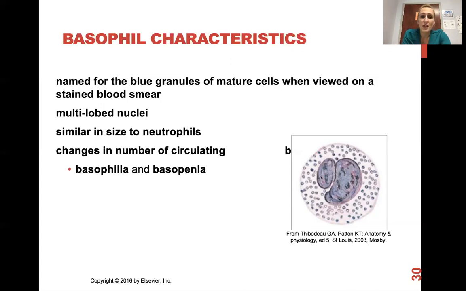And the terms for changes in numbers of circulating basophils would technically be basophilia and basopenia. However, being that there should be less than 1% in the total white blood cell count, it's actually really difficult to quantify if something's normal or abnormal when it comes to basophils.